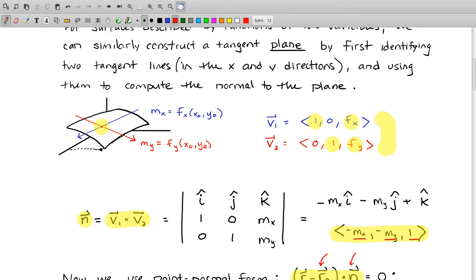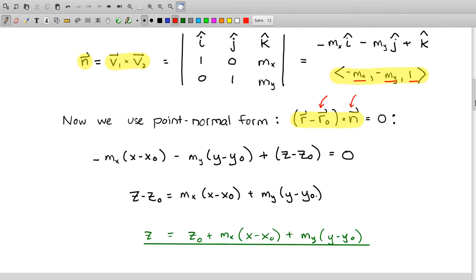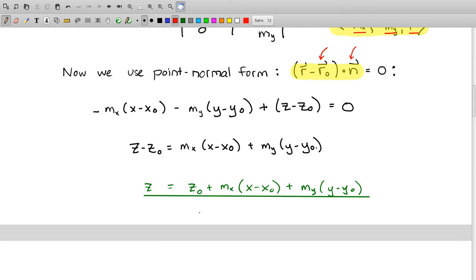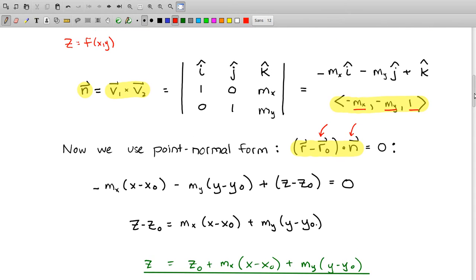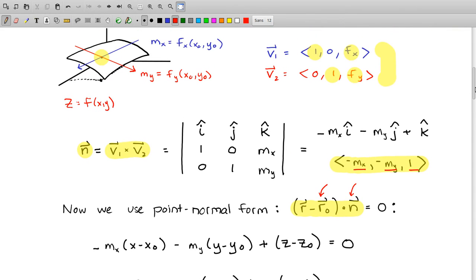So if we're starting from the form of a function z equals f of x and y, then we're probably never going to get a vertical plane, and we can usually always put the tangent plane in this form. Okay, so that's the basics of tangent planes, how to construct them. You can construct them with the cross product of the 2 tangent vectors.